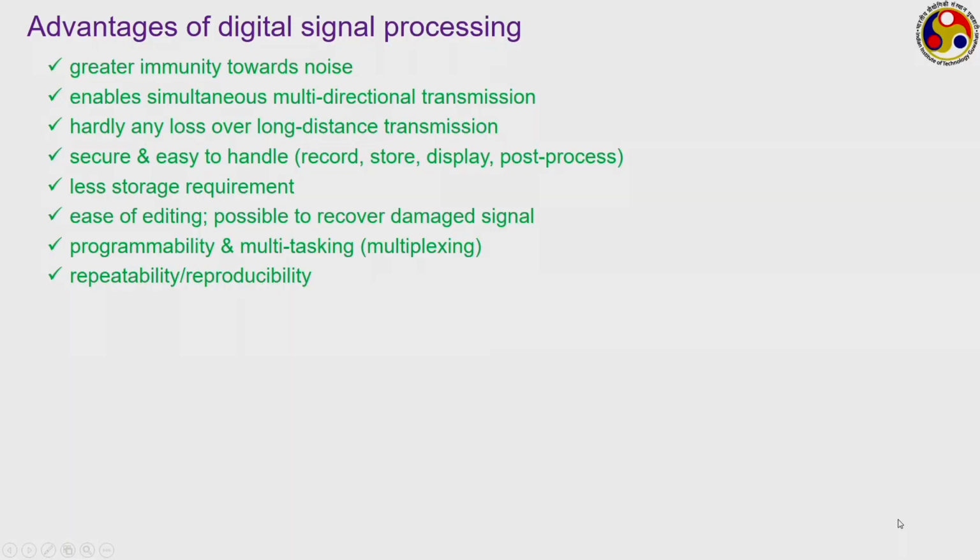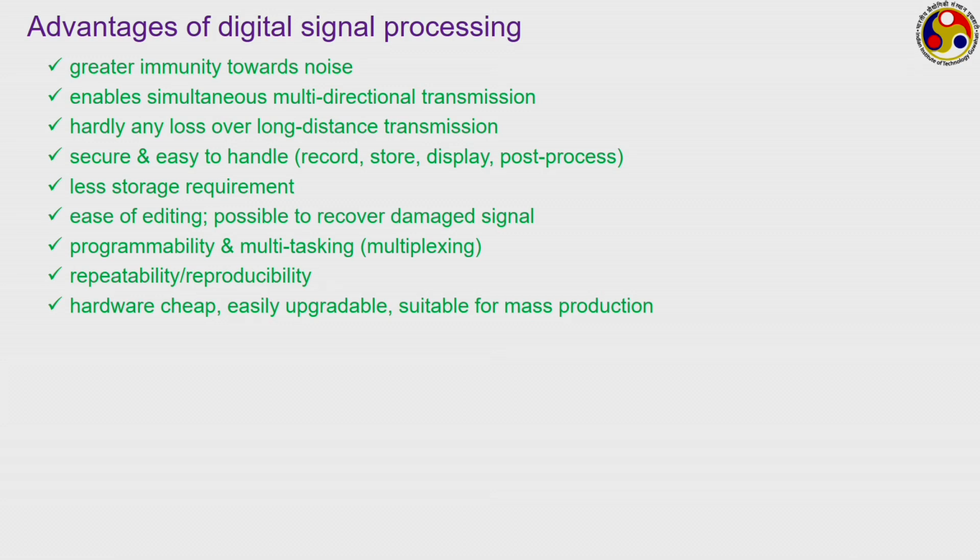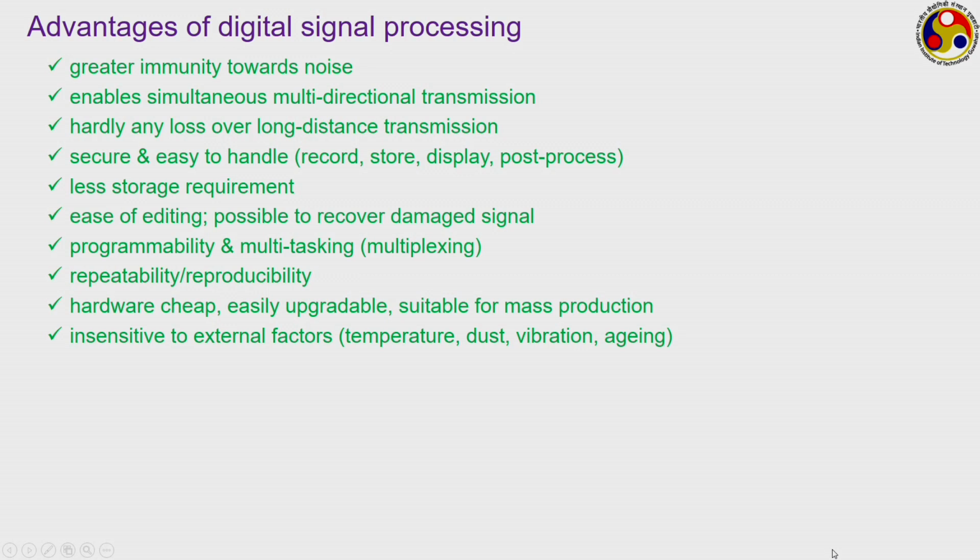Then repeatability or reproducibility, very easily we can make copies of that, or we can reproduce the same thing into another device. Hardwares are also commonly cheap, we can easily upgrade that, and also the hardwares are generally suitable for mass production. Like think about a small chip. Now it is much easier to go for mass production of a small chip compared to a large taped kind of storage media. And finally, the insensitivity to external factors like temperature, dust, vibration, hardly any aging effect you will see, but these factors are always very much influential on the analog signals.